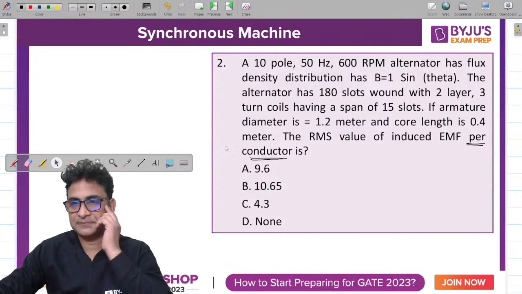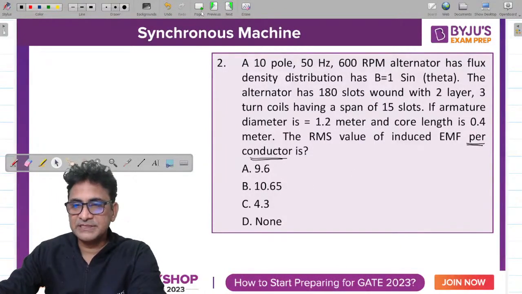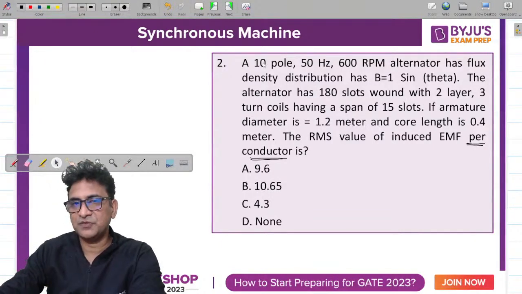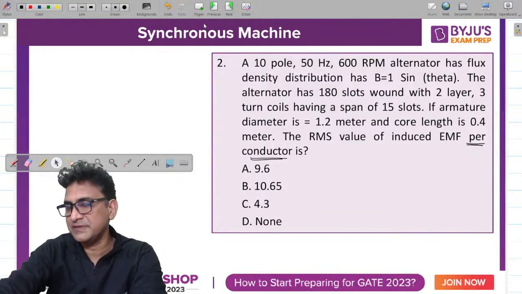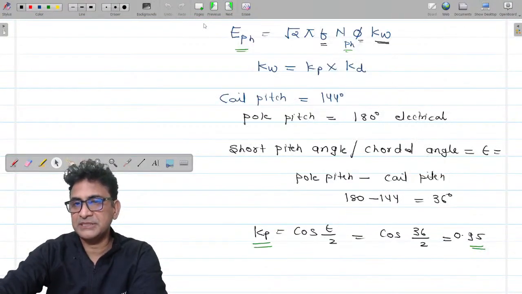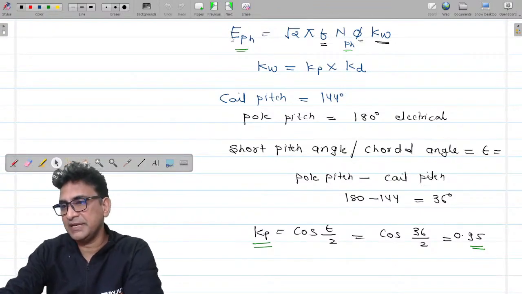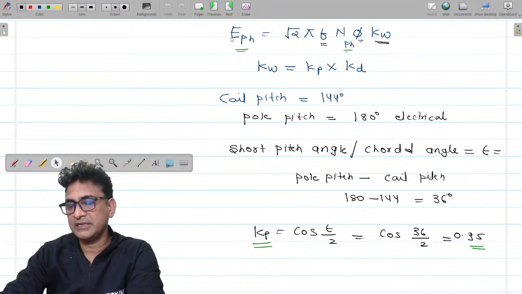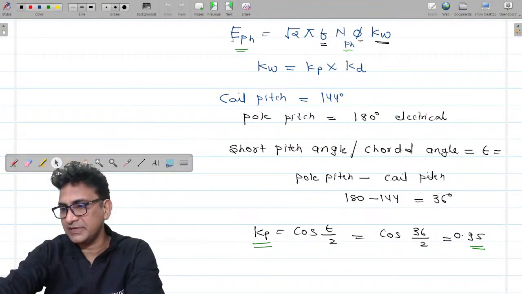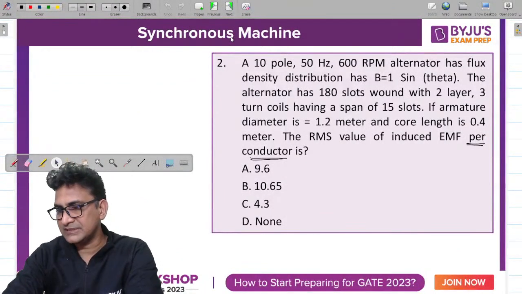Okay, let me attempt this question for you. First tell me, what is the formula to find the induced EMF in a single conductor? This formula is applicable to find the induced EMF per phase, so you cannot use it here, because per phase we can have a large number of coils, and each coil has a large number of conductors. So what formula do you use to find the induced EMF in a single conductor?